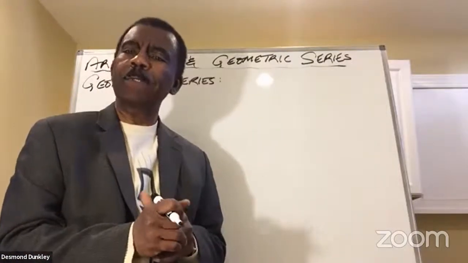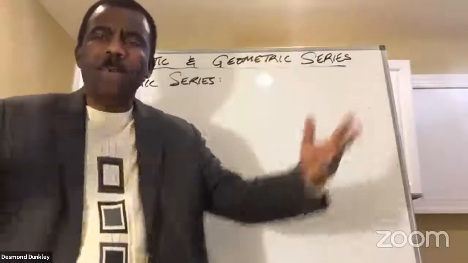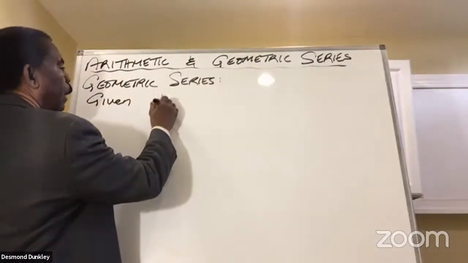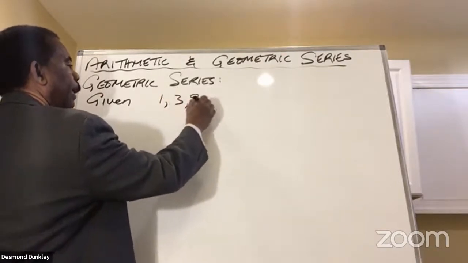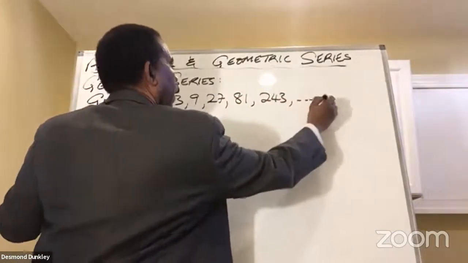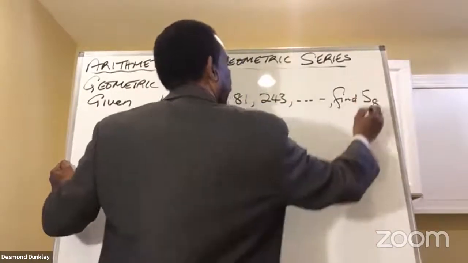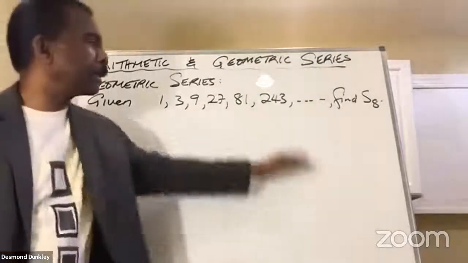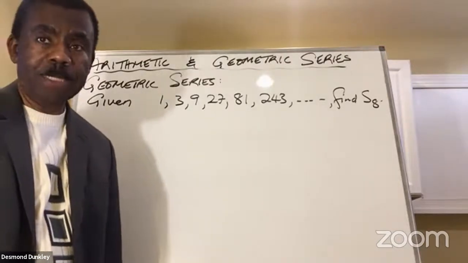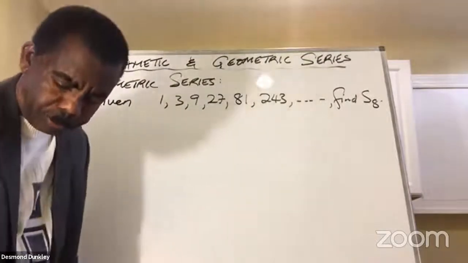I'm going to see how we add the terms of a given sequence, say the first 8 terms, and then see if we can expand that thought process. So given 1, 3, 9, find S8. This is your geometric sequence, and I'm asking us to find the sum of the first 8 terms. Very interesting. 1, 2, 3, 4, 5, 6.